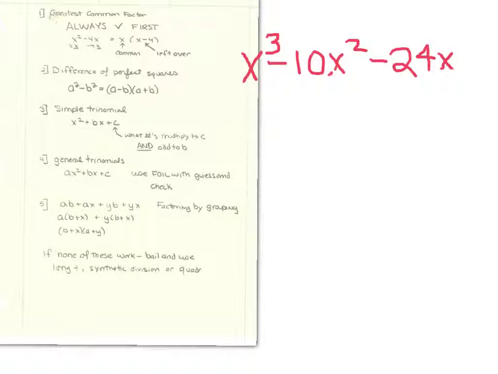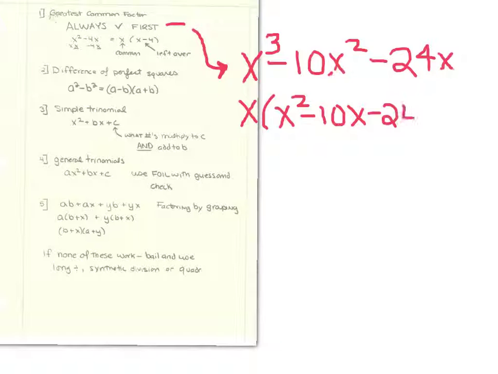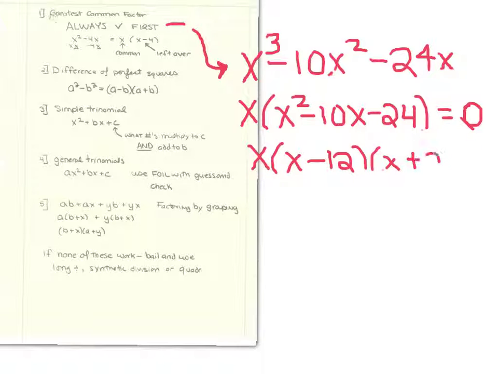Some problems will have more than one way to factor. Like if I look at this problem, and I always check first if they have something in common, these have an x in common, but after I take that x out, I'm still left with a simple trinomial. And so now I'm asking what multiplies to 24 that adds to 10. That would be negative 12 times positive 2. And this problem has 3 zeros. The 3 zeros are at 0, 12, and negative 2.